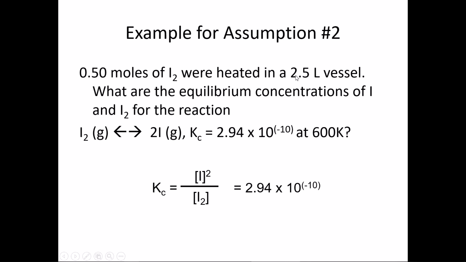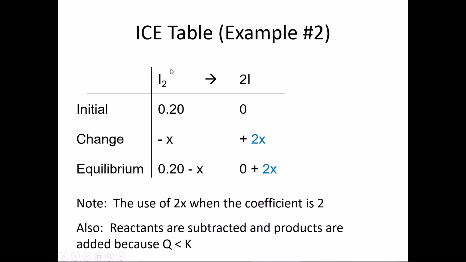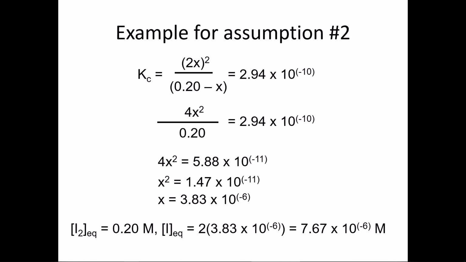We have moles over liters, so that gives us 0.2 molar for our ICE table, 0 for our products. Now our change is minus x. Our products are plus 2x because we have a coefficient of 2. And we're putting it together, we get 0.2 minus x for our I2 and 2x for our I. Alright, so now when we plug this back into our K expression, we're going to have 2x squared, because remember our I was squared, over 0.2 minus x.